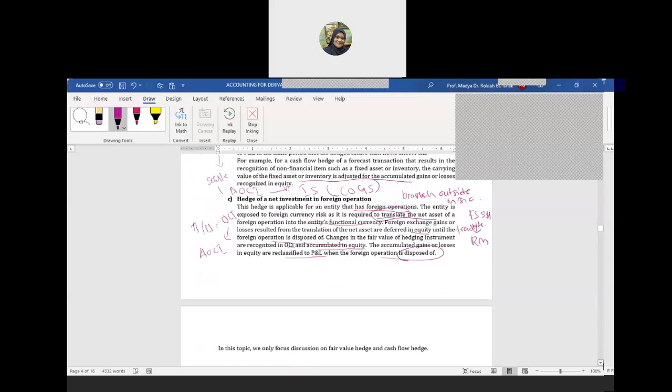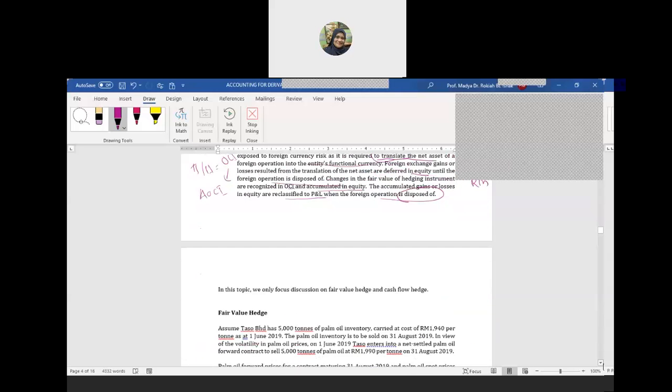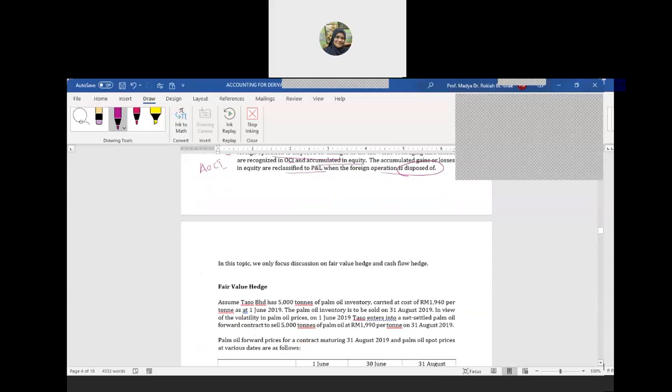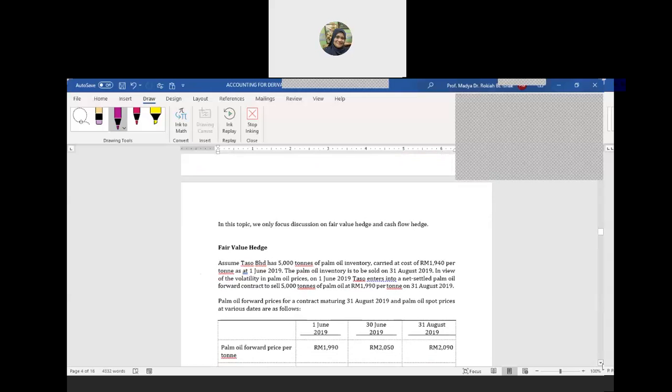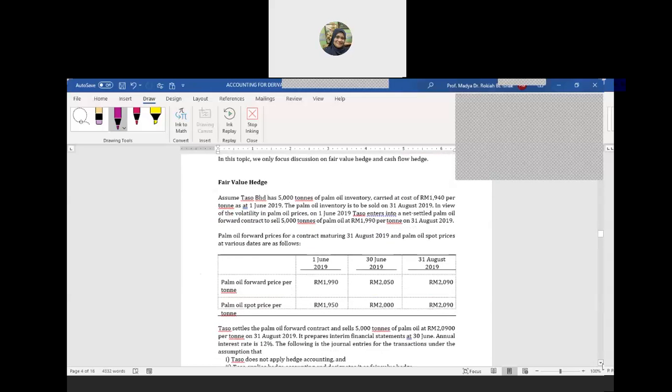Okay, so we're going to focus the discussion on fair value hedge and cash flow hedge, because the topic of net investments will be covered next semester. Okay, so we're going to look at the fair value hedge here. You look at the example for Tasso.